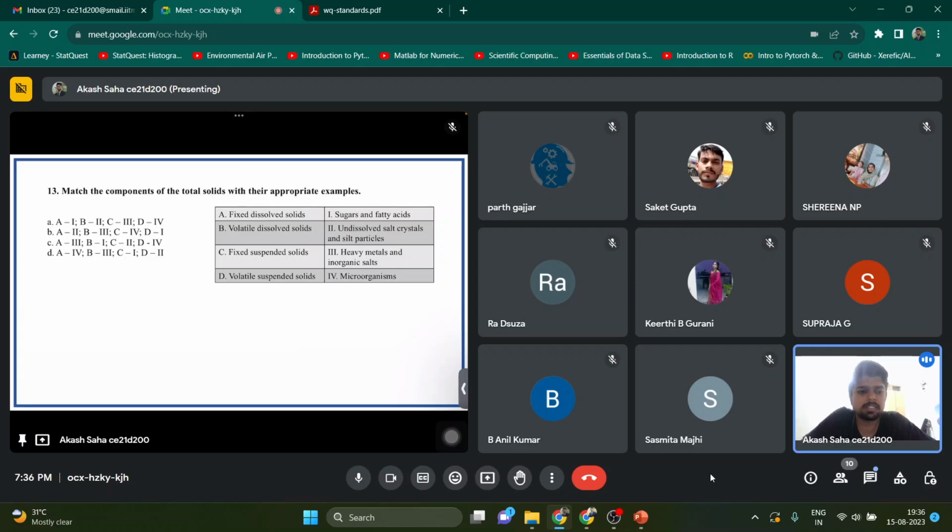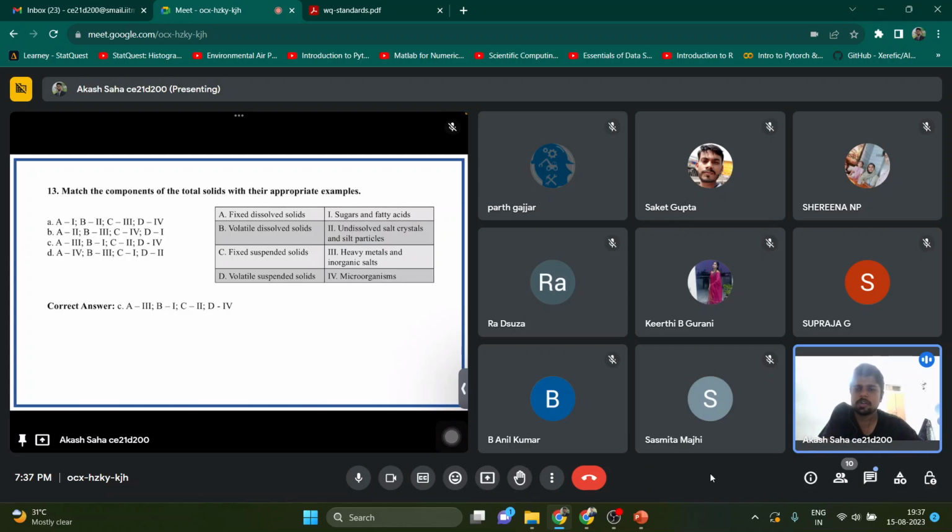I think D is not the correct answer. Please retry. Please think in some other direction because D is not the correct answer. C. Okay. Okay, so we'll see the answer. So the answer is C is correct.